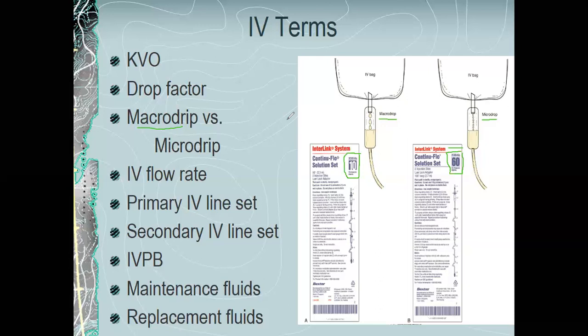So it may not be in mLs per hour. Some medications are delivered based on weight. So it may be in micrograms per kilogram per minute. It may be units per hour. It may be drops per minute. There's tons of different ways that medications are going to be administered in the IV setting. So make sure that you know what it is specifically for what you're administering.